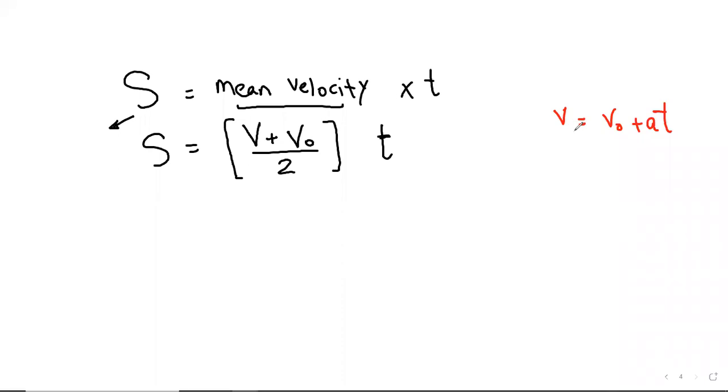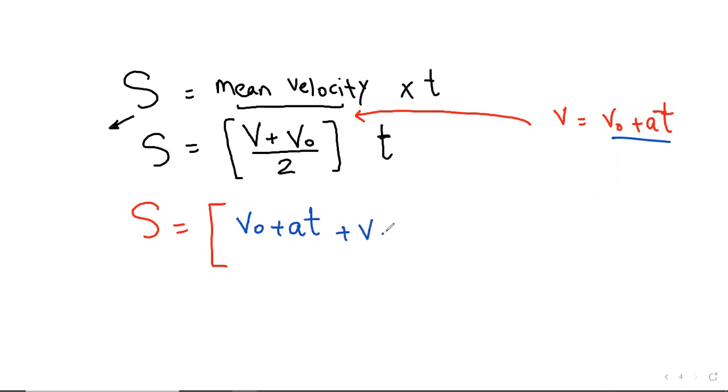And you know that V is equal to V initial plus AT. So we're going to substitute here in this equation. So S is equal to, instead of V final, I'm going to write V initial plus AT, plus V initial, all divided by 2, multiplied by the time taken.